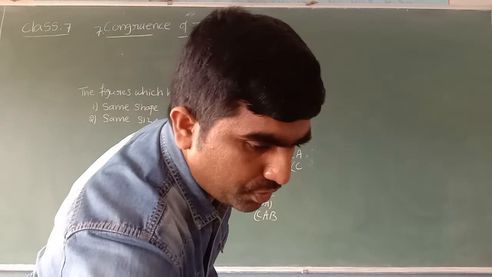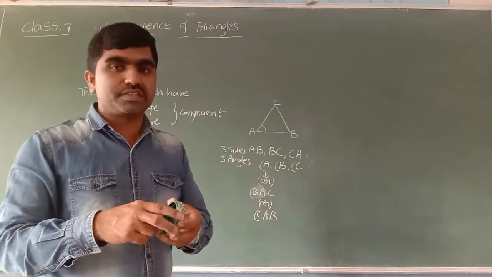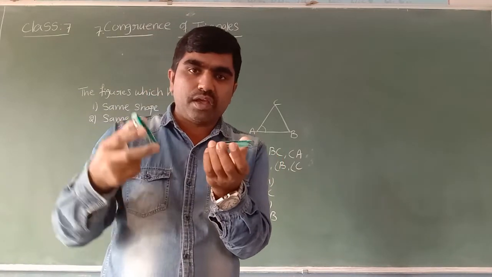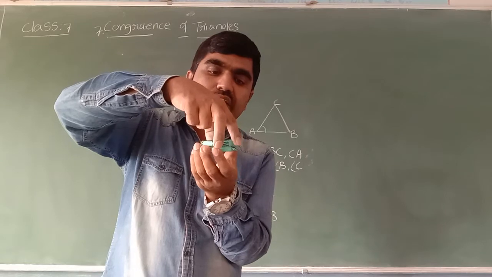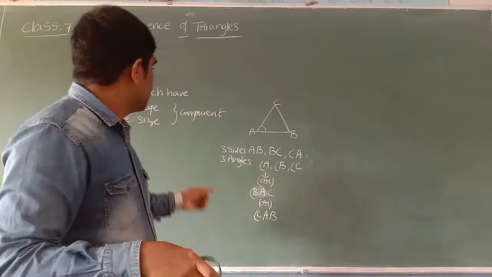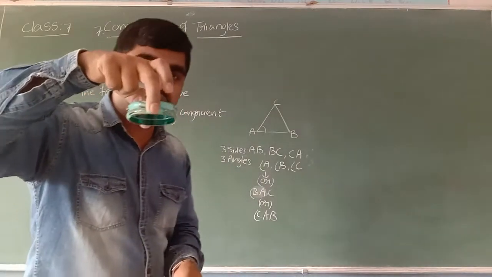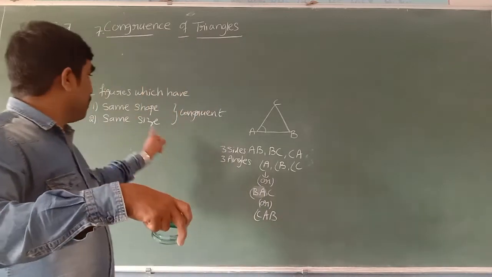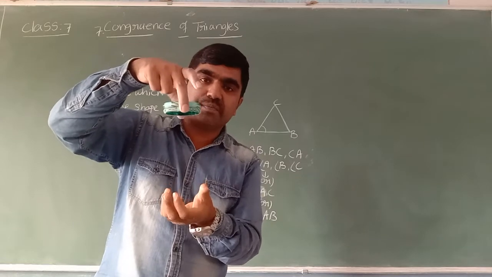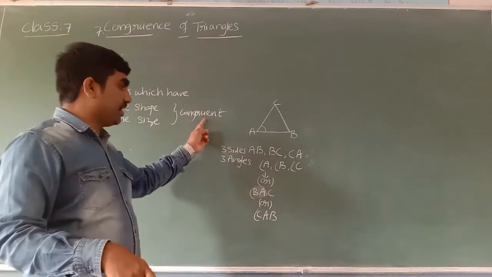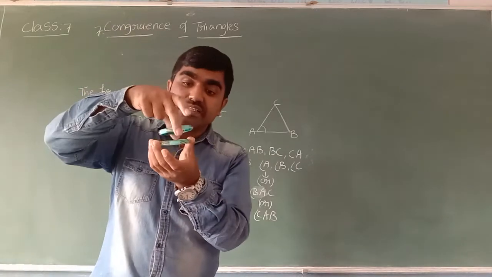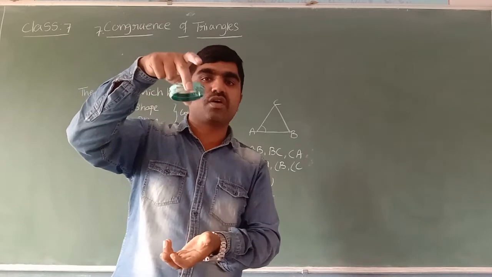Here we have two objects. Let's see whether those two have the same shape and same size or not. Here I am taking two bangles, and when I keep one bangle over the other bangle, both will fit exactly. I mean both will coincide exactly. It means both have the same shape, circle shape, and also the same size. Because of that both will fit exactly. These two objects are called congruent, because both have the same shape and the same size.